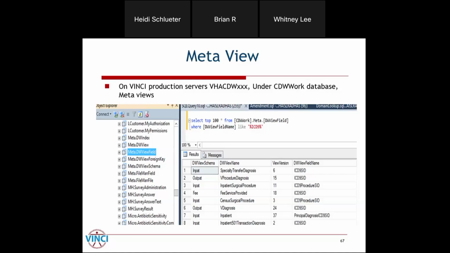In my example here, I've queried looking for where I can find fields that contain ICD-9 in them. I've pulled that here, and you can see my query results show me the schema name, the view name, and the field name based on my search. So I found all these various places where the field name contains ICD-9.